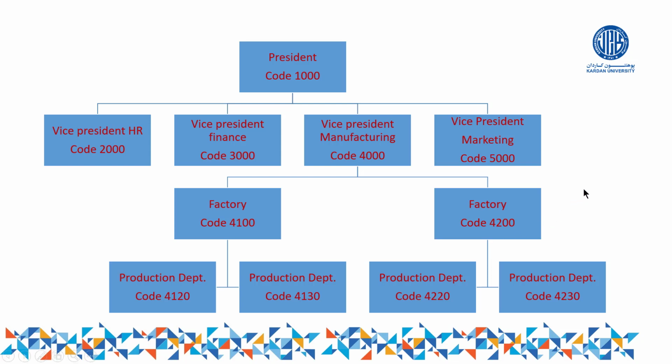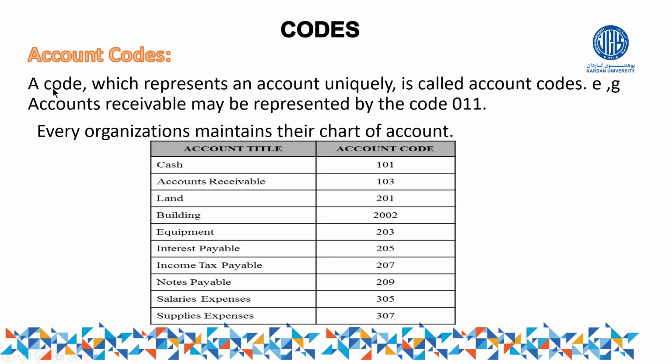How can we gather data from the organization? So this was one example that through the codes we can find out where the data is received from, which department the expenses were incurred for, or which source the information comes from. So this was regarding the responsibility code. After the responsibility code, we have the account code.